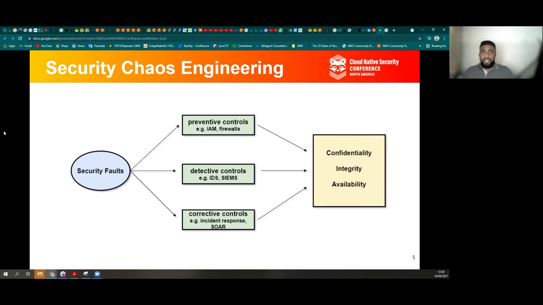So next, we want to understand why we are even thinking about how we can begin to inject security faults against cloud native infrastructure, and why it is important for cloud native security.